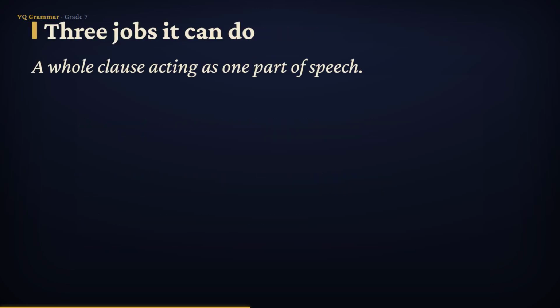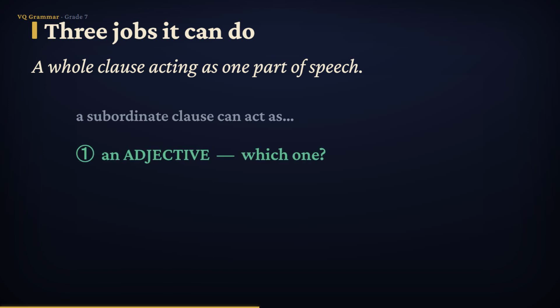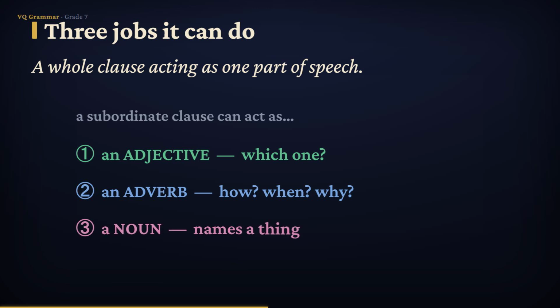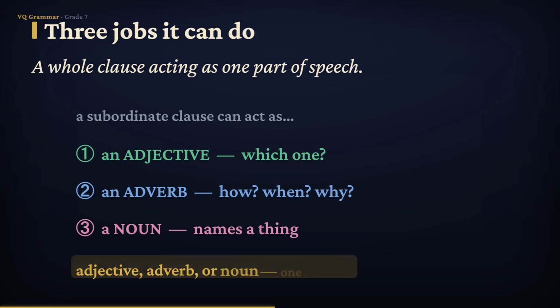Here's what makes subordinate clauses so powerful. A whole clause can do the job of a single part of speech. It can act as an adjective, telling us which one. It can act as an adverb, telling us how, when, or why. Or it can act as a noun, naming a person, place, or thing right inside the sentence. Three jobs, one clause. Let's see each one in action.